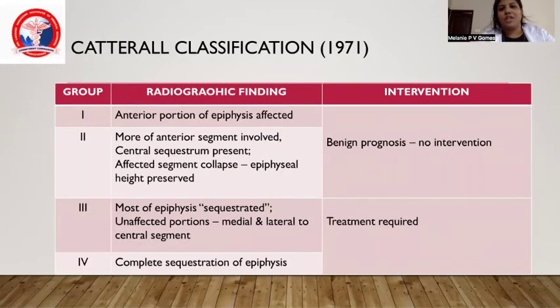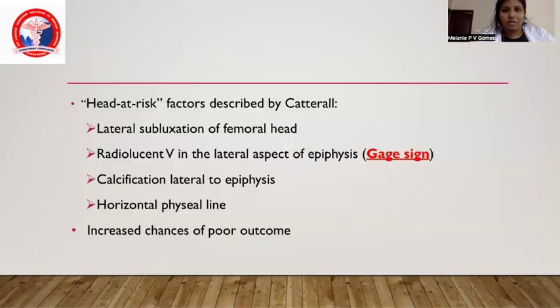The Catterall classification of 1971, again, has 4 groups. The first one is where the anterior portion of the epiphysis is affected. Group 2, more of the anterior segment is involved. Central sequestrum present. Affected segment collapses. Epiphyseal height preserved. Here, a benign prognosis, no intervention is required. In group 3, most of the epiphysis is sequestrated, with unaffected portions medial and lateral to the central segment. And group 4 is complete sequestration of the epiphysis. Here, treatment is required.